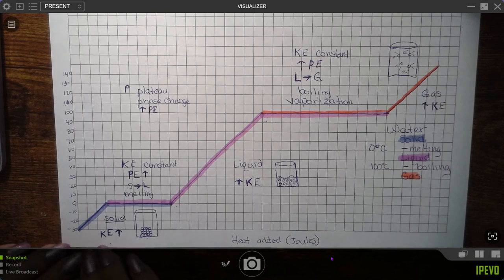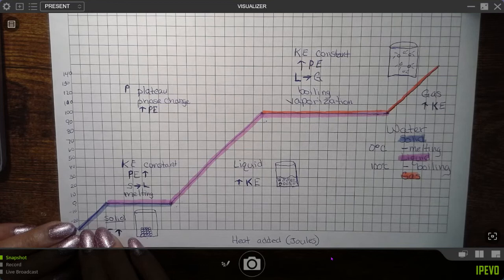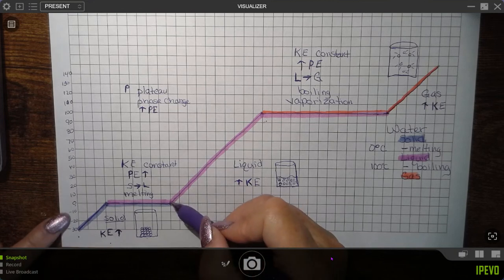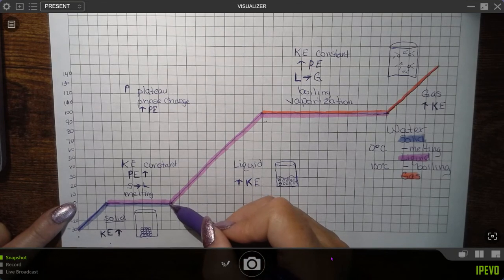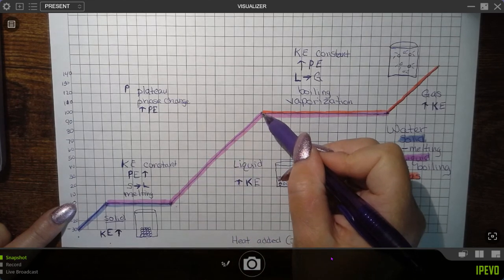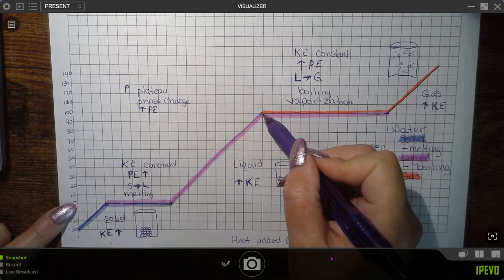So this is what a heating curve of water looks like. We start below zero, below the freezing point. We are going to add kinetic energy until we get to the freezing-melting point. Then we have this plateau where the substance is turning from a solid to a liquid. We call that melting. And then once we get all of the solid converted to liquid, the temperature, the kinetic energy, starts increasing again until we get to 100 degrees, which is the boiling point of water.